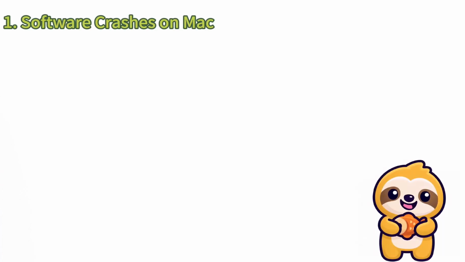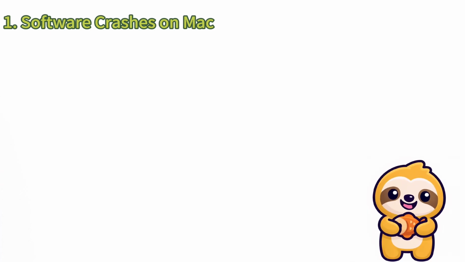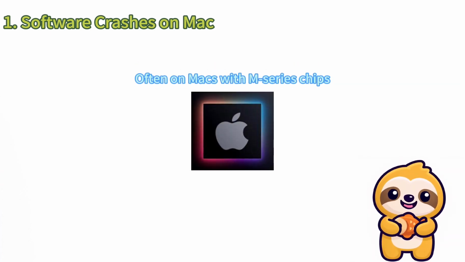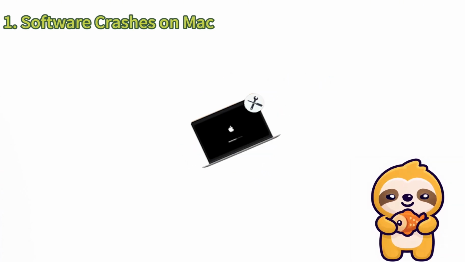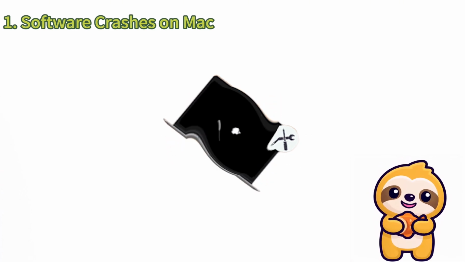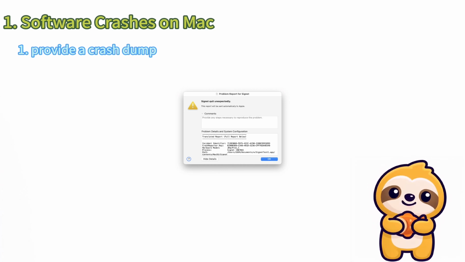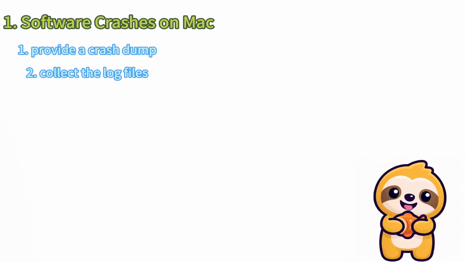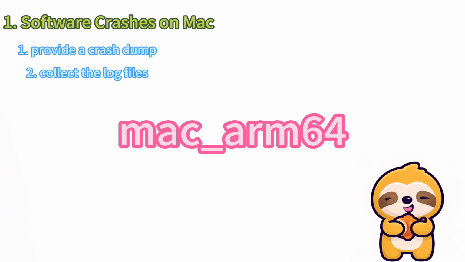Let's start with the most reported issue on Mac: software crashes. This tends to occur on Macs with M-series chips, and the symptoms are pretty frustrating. The app may crash between two downloads, and in some cases, you have to restart your entire Mac just to get it working again. To properly handle this, users should first provide a crash dump. That's the detailed error message that pops up when things go wrong. It also helps to collect the log files, especially if the path includes MacArm64, which tells us it's related to an M chip.